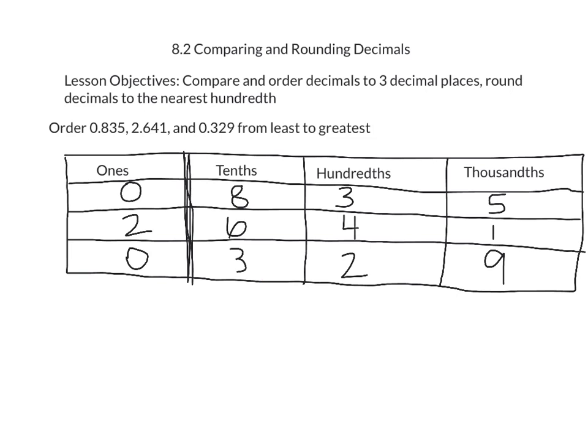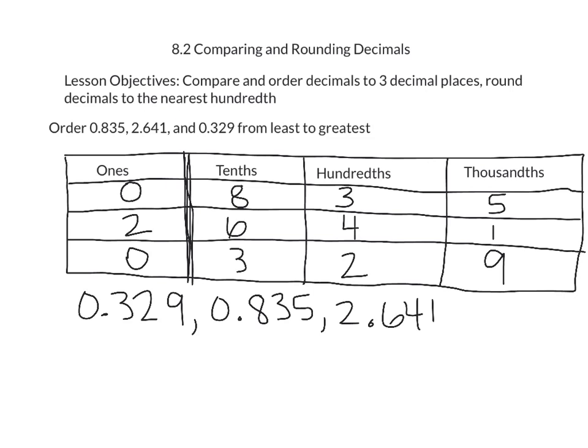So now we can go and order our numbers from least to greatest. What we just determined was that 329 thousandths was our smallest number, so that would go first since we're ordering from least to greatest. Then 835 thousandths would come next, and finally 2 and 641 thousandths would come last.